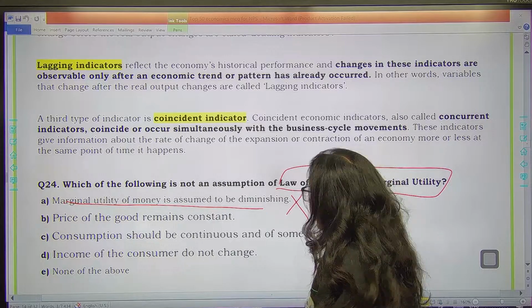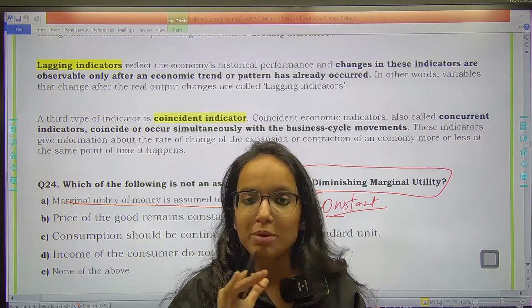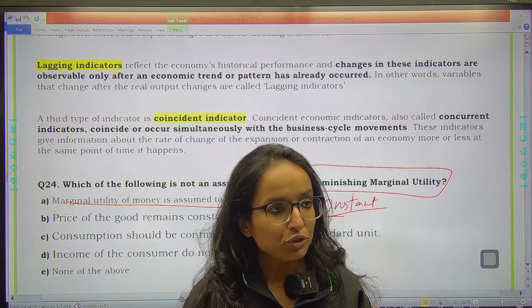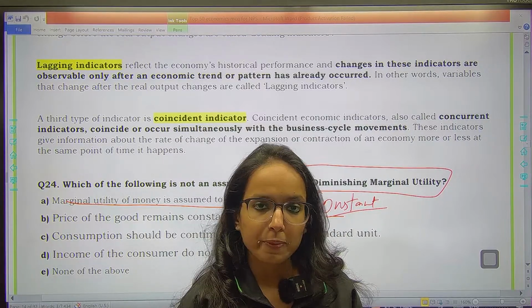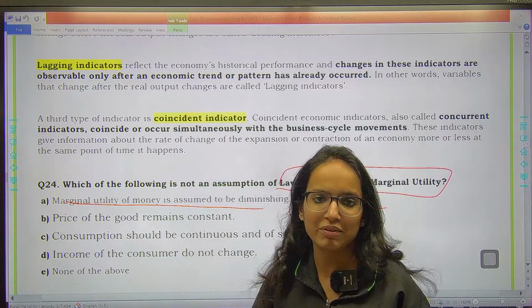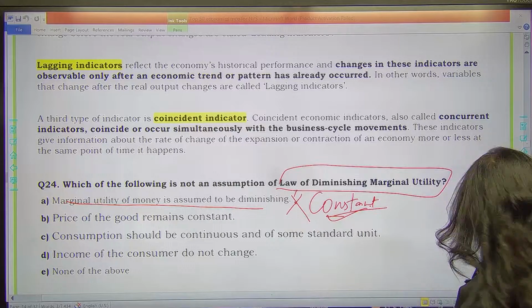That means additional rupee which you are spending is giving you same amount of satisfaction. We are assuming this. That's why law of DMU operates, right? So, we are assuming that each additional rupee which you are spending, yes, it is constant, is giving you same level of satisfaction. So it is assumed to be constant, not diminishing. Rest are true.